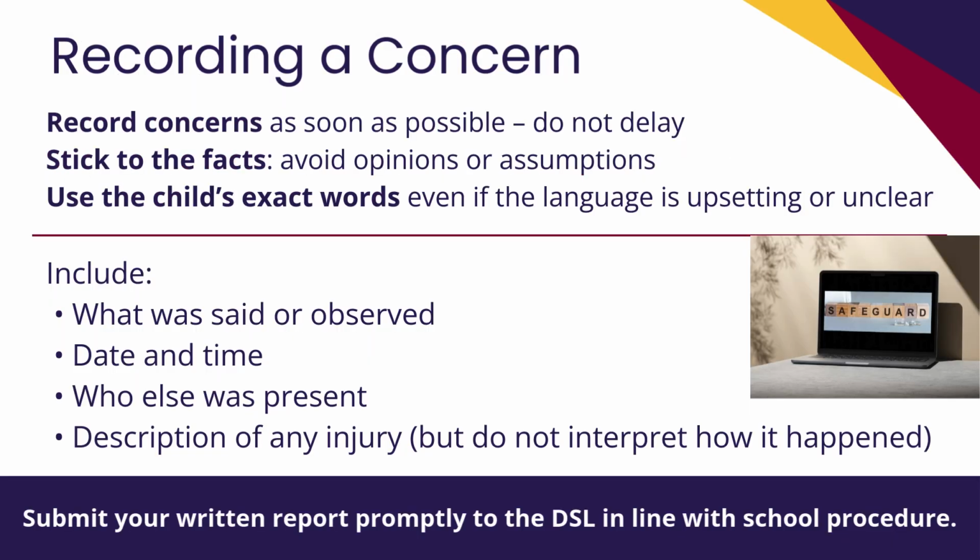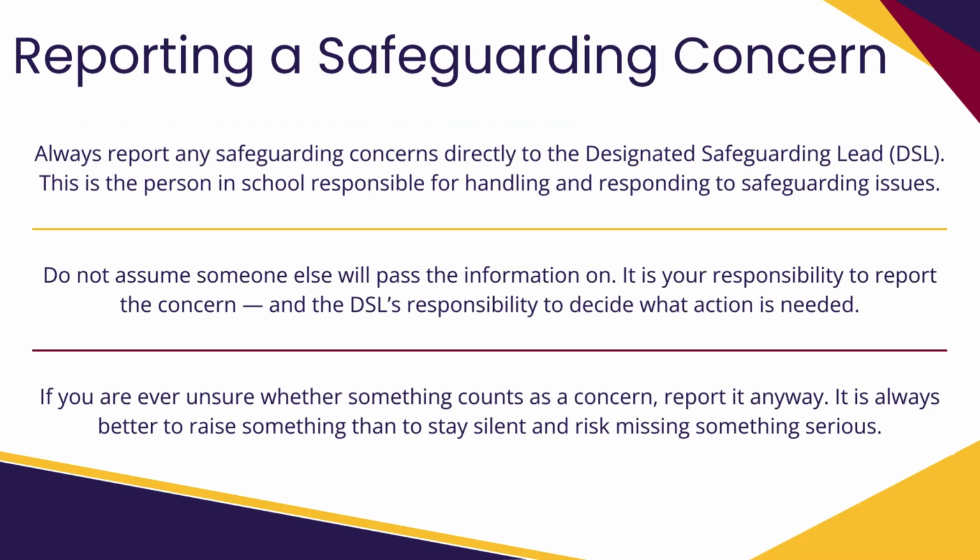Safeguarding concerns should be recorded as soon as possible. Stick to the facts and use the child's exact words. Include what was said or observed, the date and time, who was present, and a description of any visible injuries without interpretation. All safeguarding concerns must be reported directly to the designated safeguarding lead. Do not assume someone else will pass the information on. If you are unsure whether something counts as a concern, report it anyway.